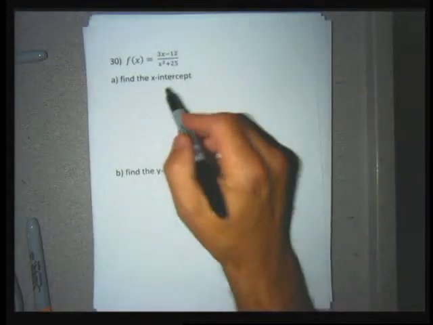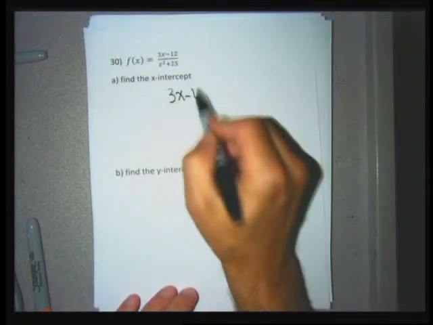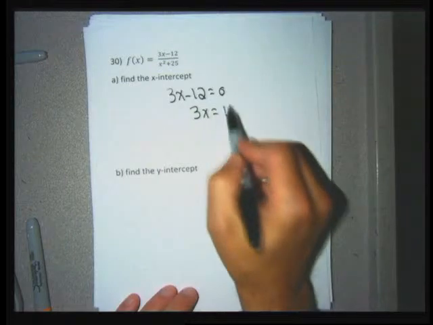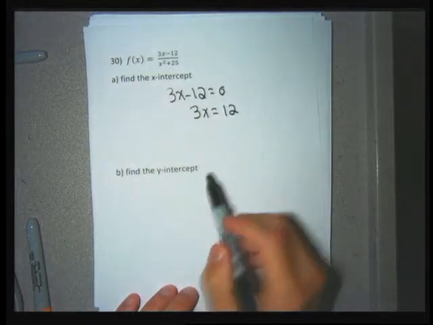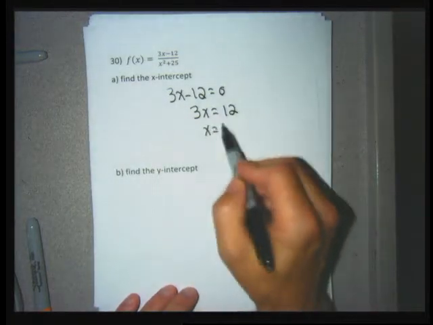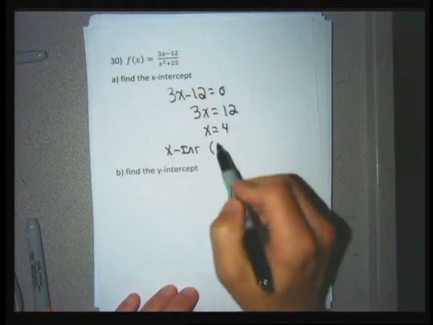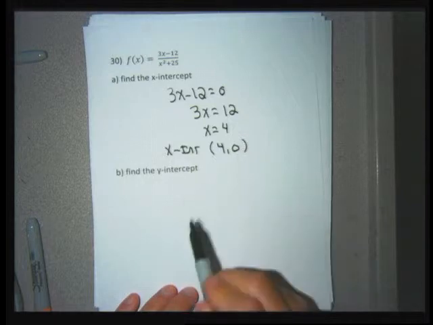Next one, x-intercept, take the numerator, set it equal to 0. No square, so I don't have to factor. Add 12 to both sides, get 3x equal to 12. Divide both sides by 3, get x equal to 4. And I'm going to write the x-intercept is the point (4, 0).